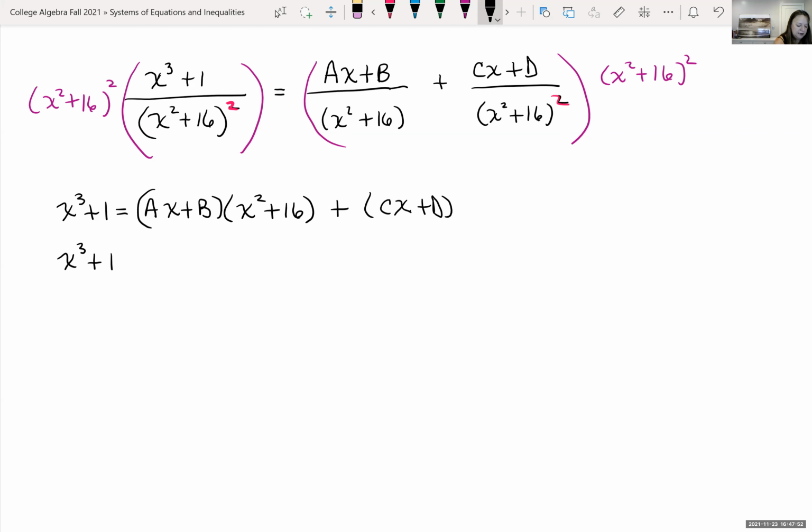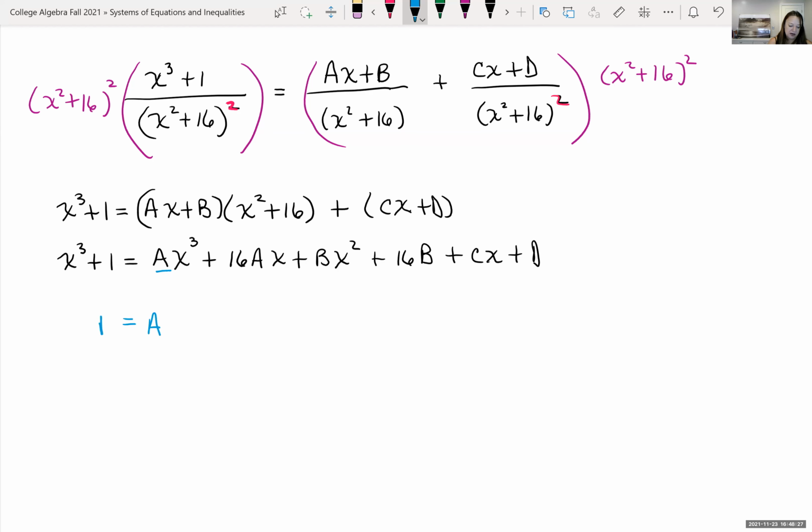So we have x cubed plus 1 equals, so this is going to be an ax cubed plus a 16ax plus a bx squared plus a 16b. And then we have cx plus d. So coefficient in front of the cube is 1. Coefficient in front of the cube on the right-hand side is just a. So we actually know what a is right away. A is 1.